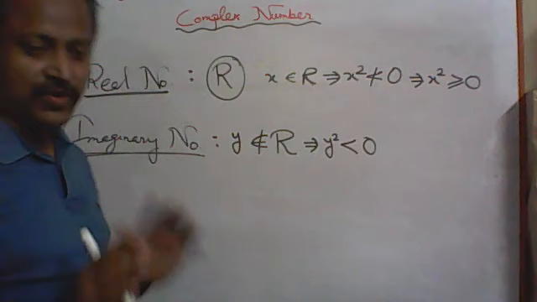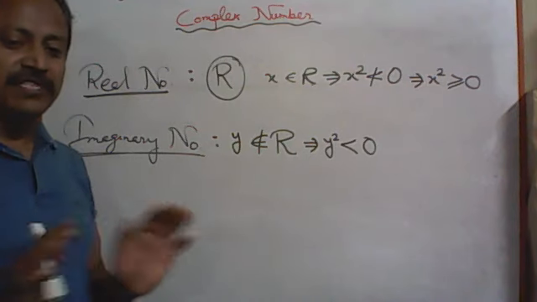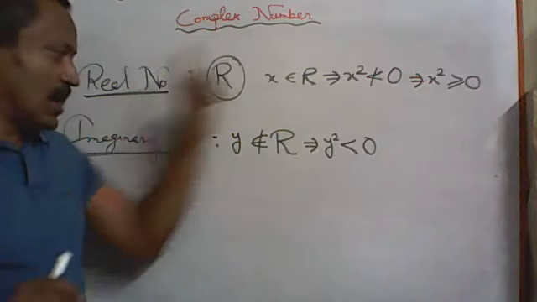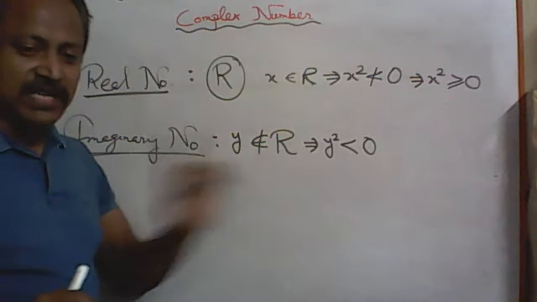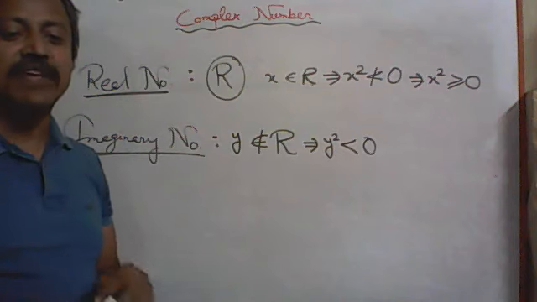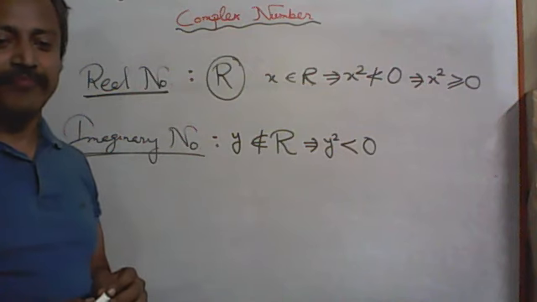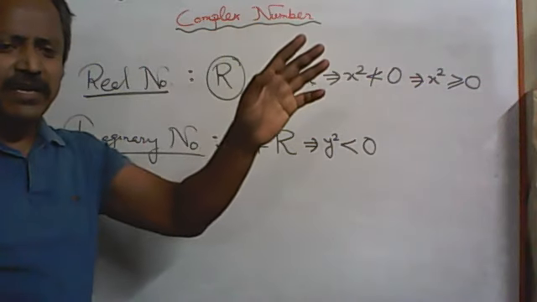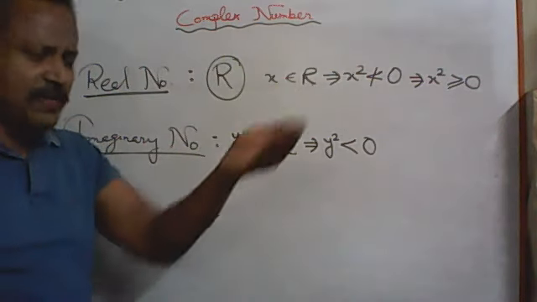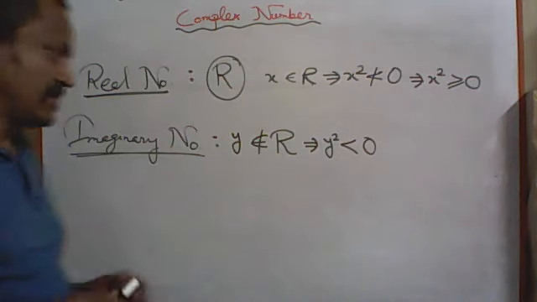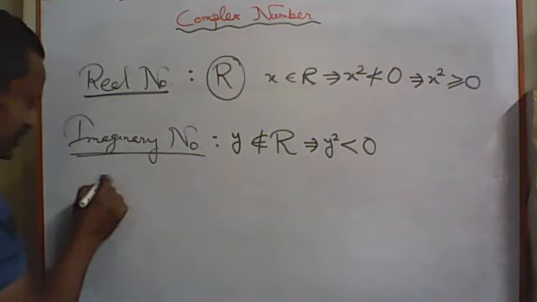Good. So clear? The mathematical definition is very clear. For a real number, the square is not less than 0. For an imaginary number, the square is less than 0. Now, what is the expression? How can we express this imaginary number? Because all the numbers known to us are real numbers, what is the presentation of an imaginary number? How can we present it? Let us follow that part.